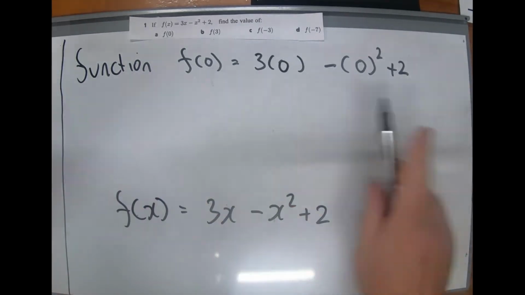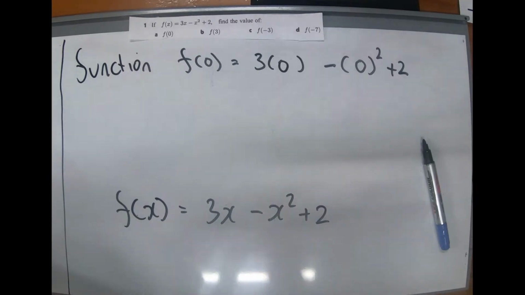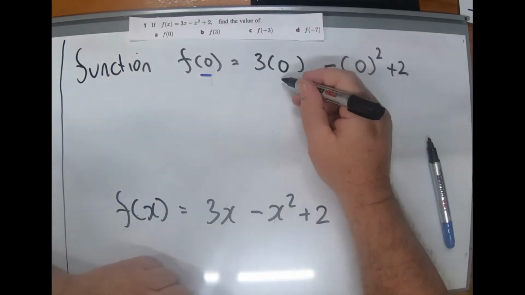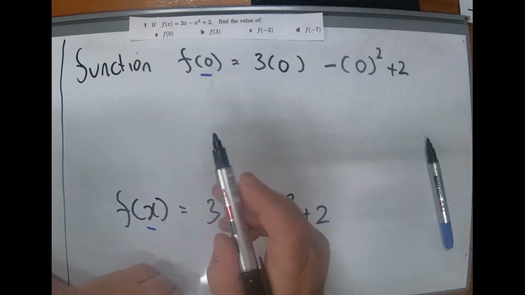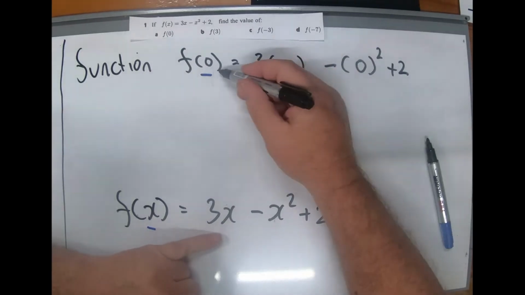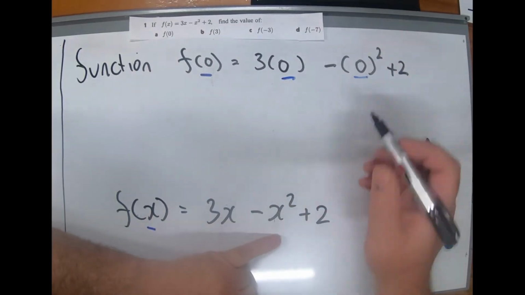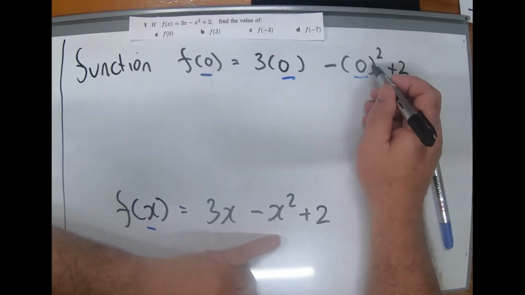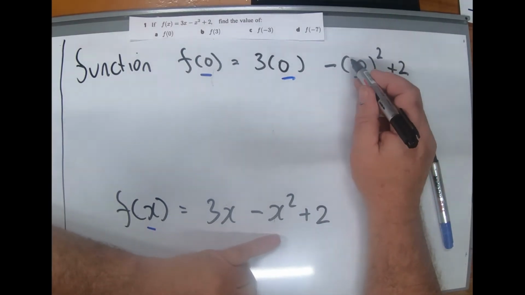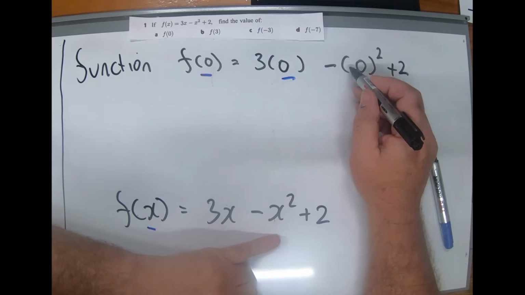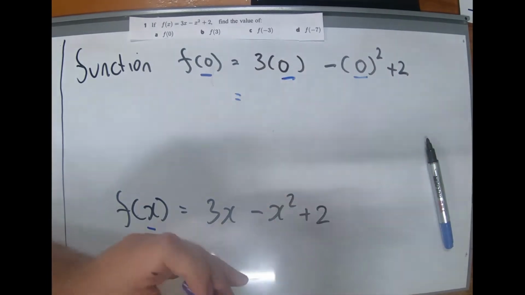We have been asked to put a 0 in where the x is. So 0 has gone here. Where this x is, I'm going to put a 0. Where this x is, I'm going to put a 0. Notice I put it inside a bracket. That helps me take care of negative signs and all sorts of other issues.